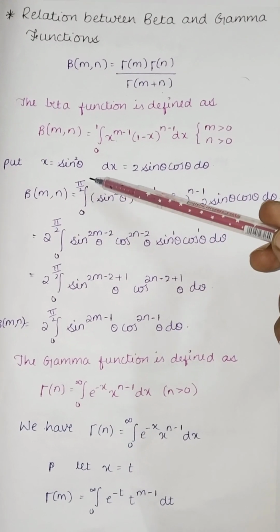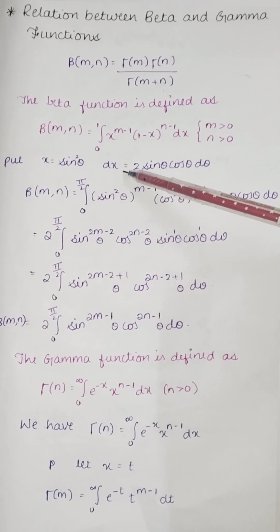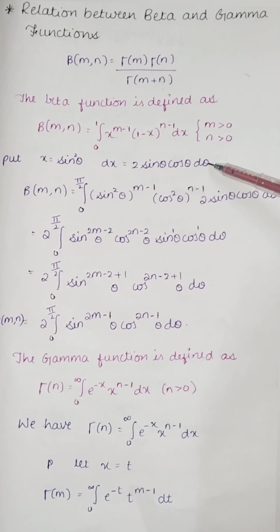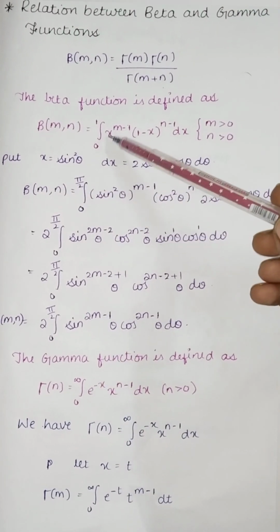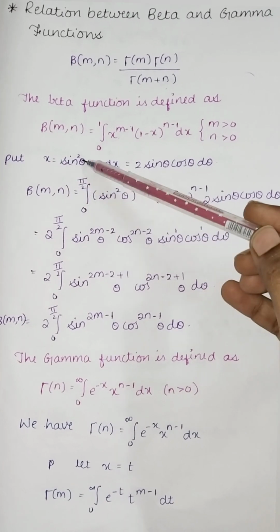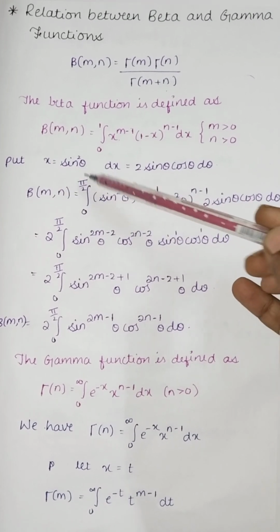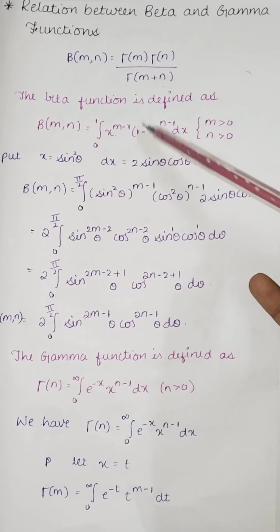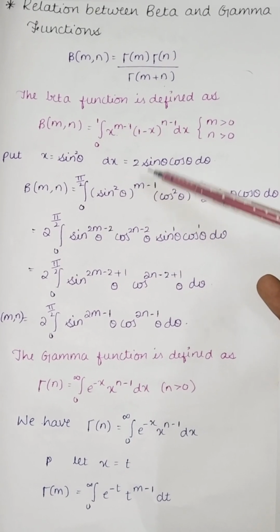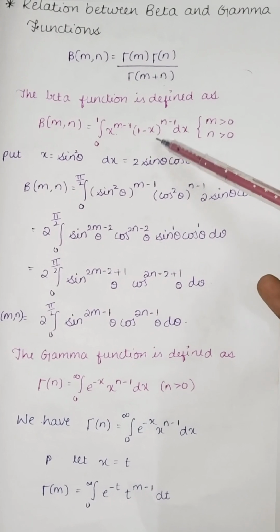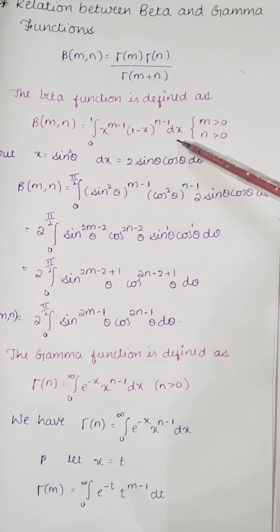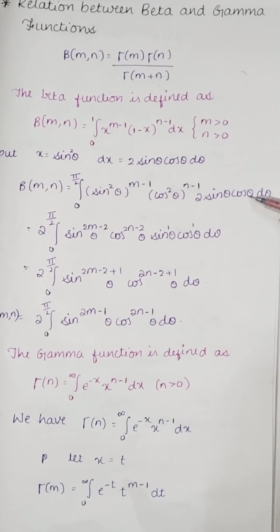Put x is equal to sine square theta. Then dx is equal to 2 sin theta and the inner derivative of sin theta, cos theta d theta. Therefore, put x is equal to 0, then theta is equal to 0. Put x is equal to 1, then theta is equal to pi by 2. x is equal to sine square theta, to the power m minus 1. 1 minus x means 1 minus sine square theta, cos square theta to the power n minus 1, into dx is equal to 2 sin theta cos theta d theta.